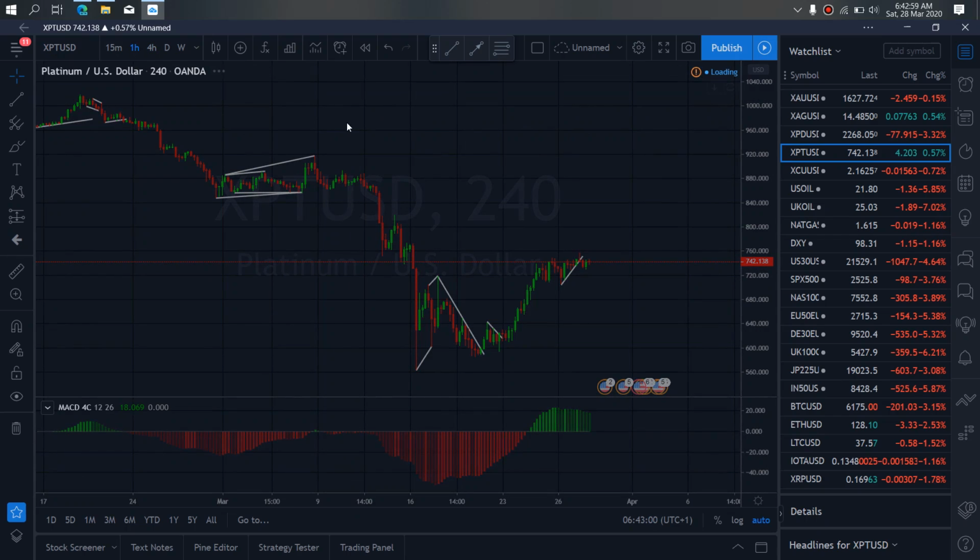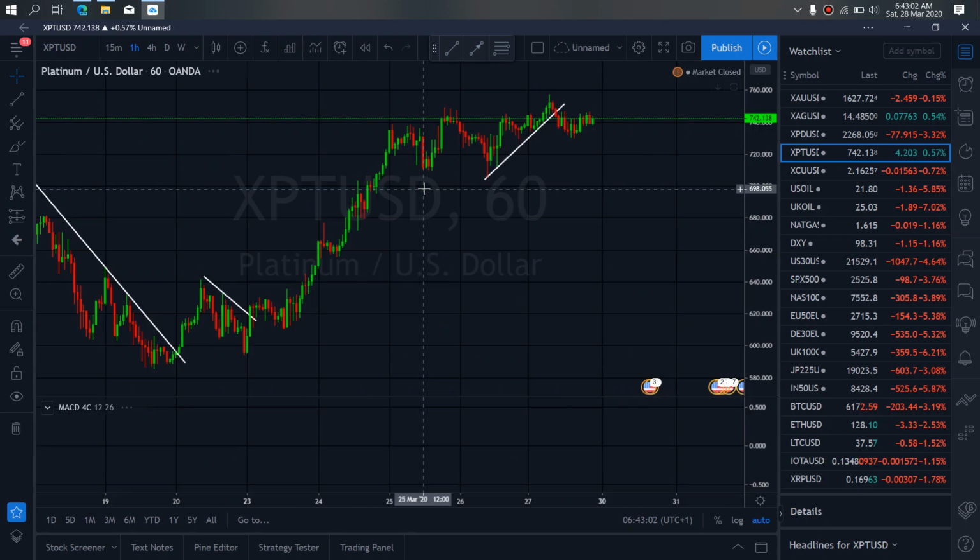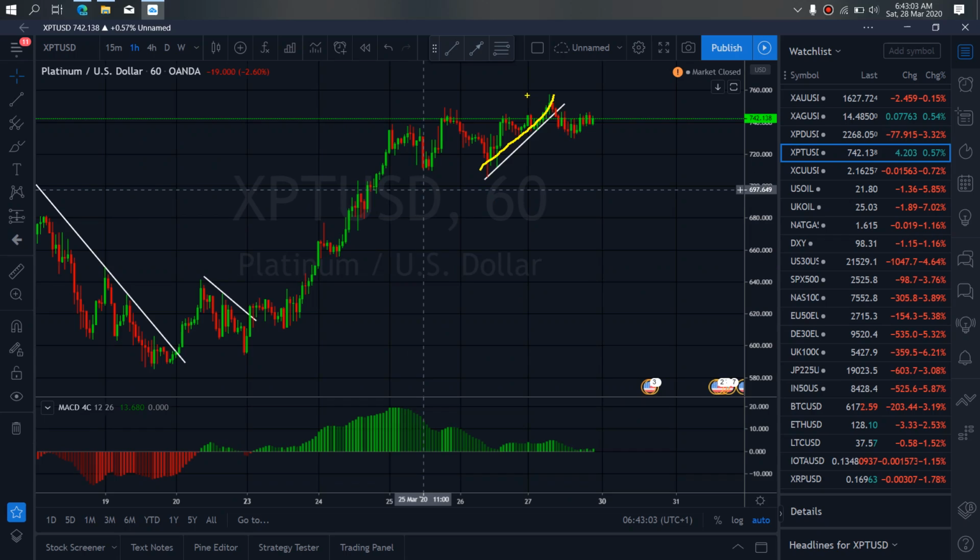Resume to 1-hour time frame. I'm interested in sell setup on Platinum. So right now we corrected upside, tagged the top here, and this is a small correction right now.